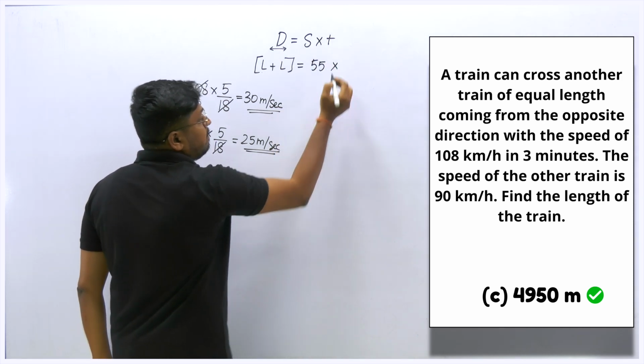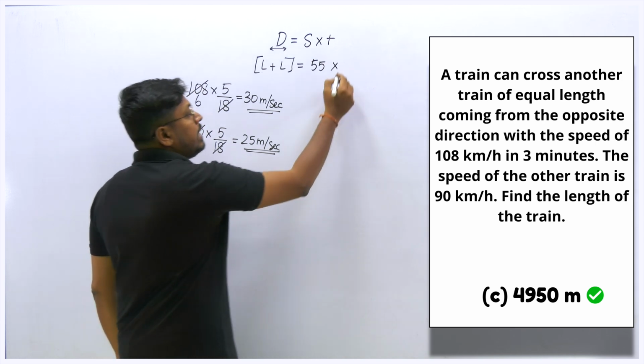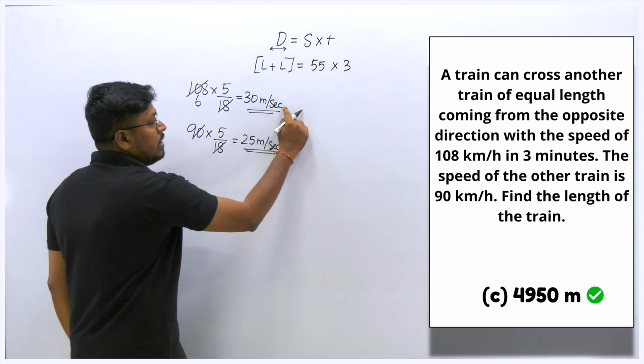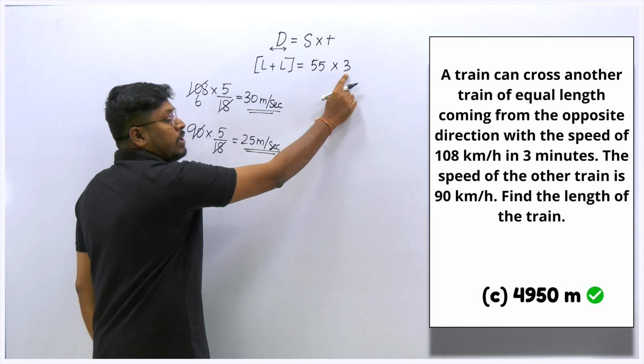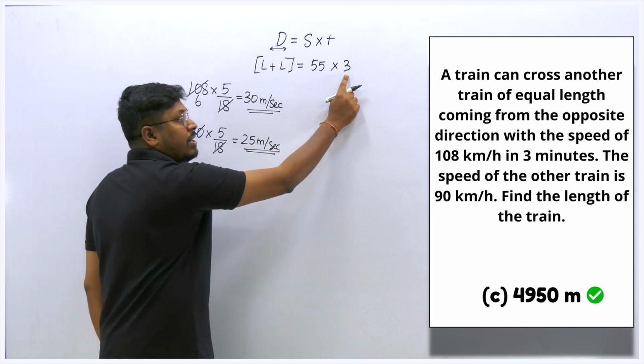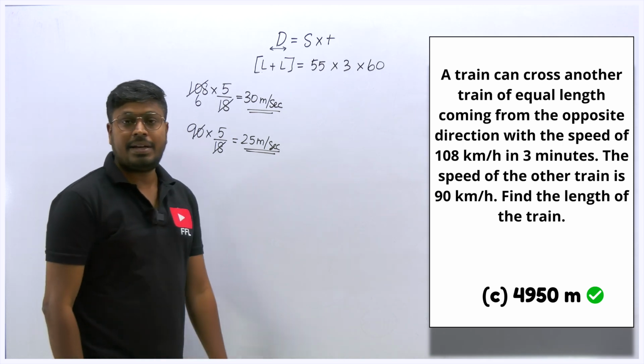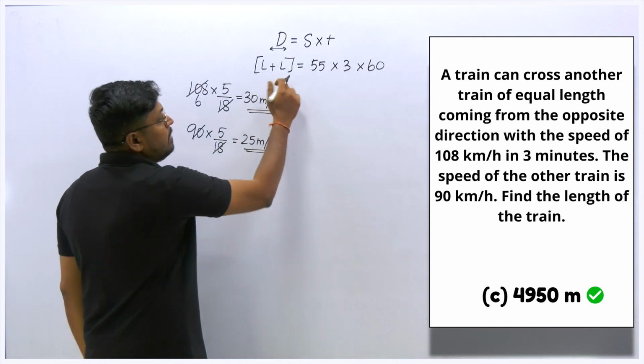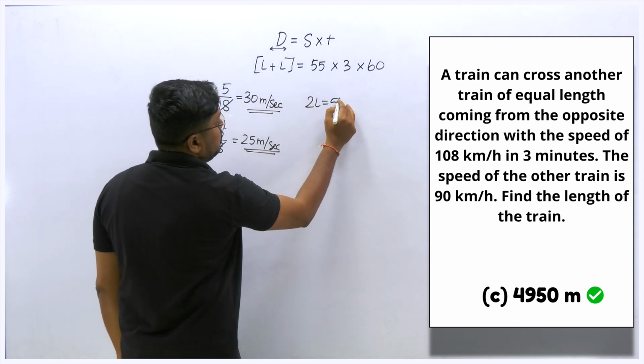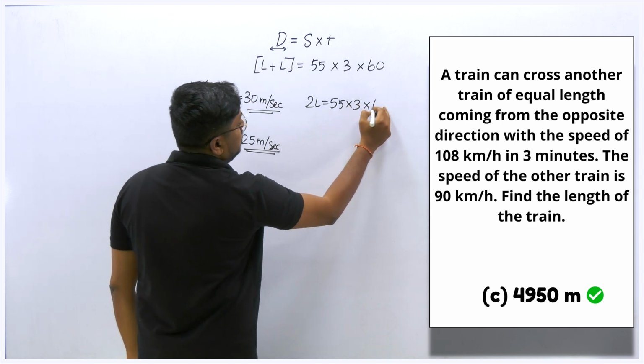So into the time taken. Time taken is how much? 3 minutes. Here both the speed values are in seconds, but this value 3 is in terms of minutes. You have to convert it into seconds, into 60. That's it, friends. If you solve it, you will get the answer. Very easy. So L plus L will be 2L is equals to 55 into 3 into 60.